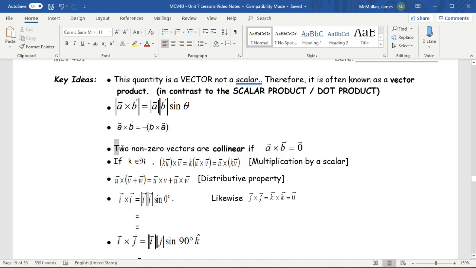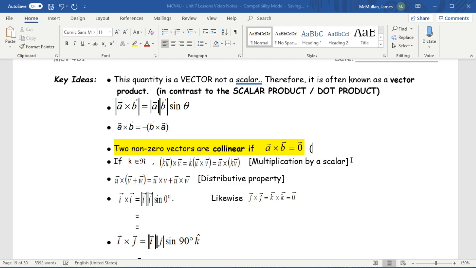Two non-zero vectors are collinear if A cross B is 0. Really important. Yesterday, I gave you a test for how to test if two vectors are perpendicular. To test if two vectors are perpendicular, check their dot product. If their dot product is 0, they have to be perpendicular. Today, if you cross two vectors and get 0, they must be collinear. So this is a different test, how to test if things are parallel. You can test that things are parallel by checking if they have a cross product of 0.